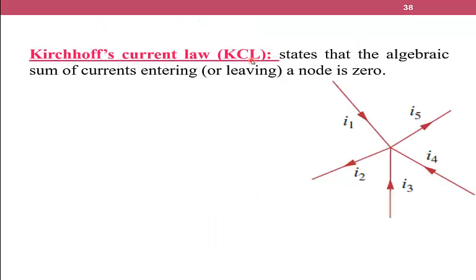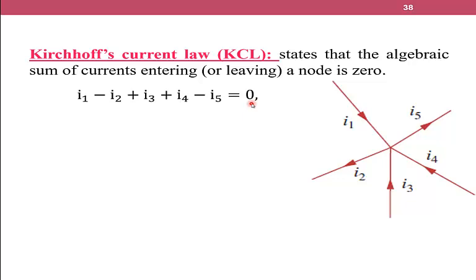For Kirchhoff's current law, KCL states that the algebraic sum of currents entering or leaving a node is zero. So if we have 5 currents, I1 is entering, I2 is leaving, I3 is entering, I4 is entering, I5 is leaving. So we may write this equation: I1 minus I2 plus I3 plus I4 minus I5 equals 0, which is KCL.